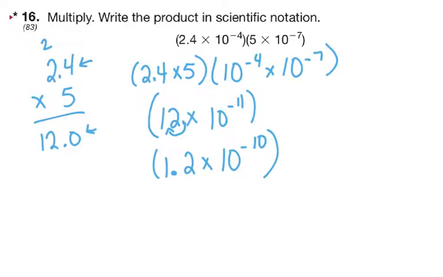So I expect to see all of these steps. Tomorrow's lesson, I'm not going to show you all the steps. You're going to show me all the steps. And you will see this on your next test, so make sure that you're practicing it correctly.